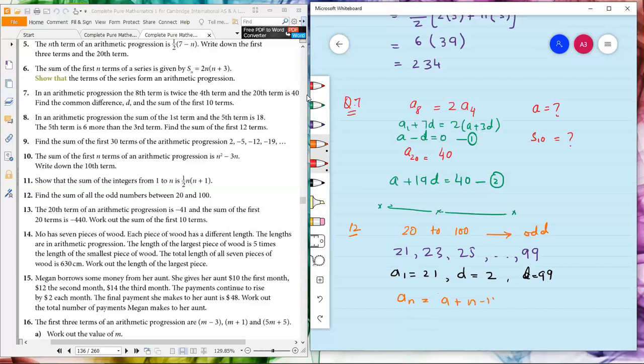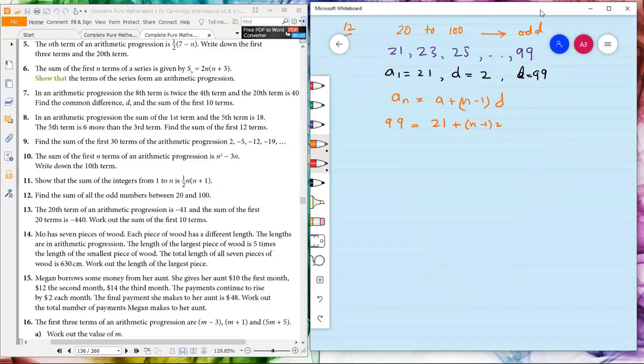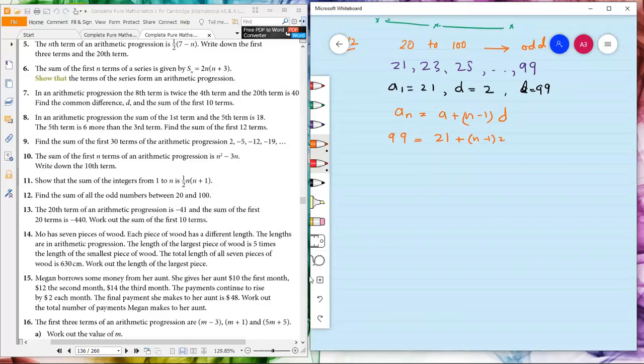an is equal to a1 plus (n minus 1) into d. The last term is 99, a1 is 21 plus (n minus 1) into d, and d is 2. So 21 plus 2n minus 2, so 19 plus 2n is equal to 99. So n is equal to 40.